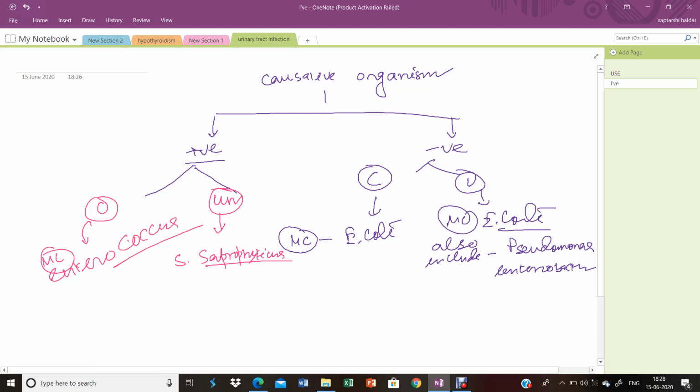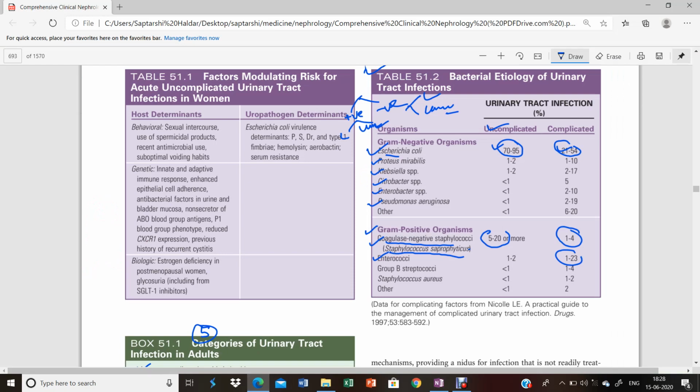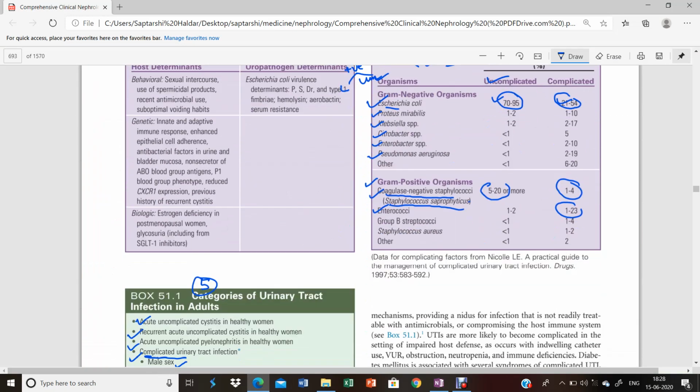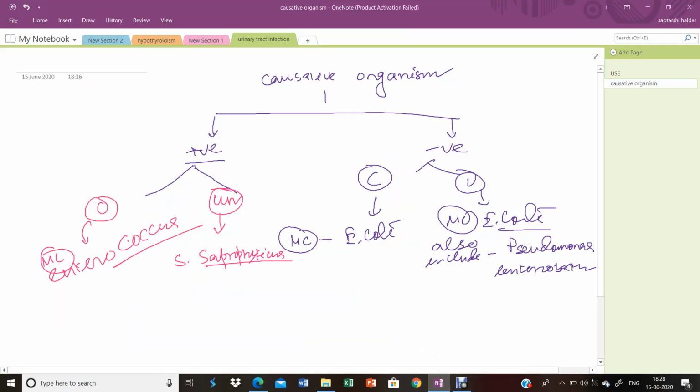Enterococcus. These are the enterococcus, complicated and uncomplicated. Uncomplicated includes Staphylococcus saprophyticus, and within the complicated, that is Enterococcus.